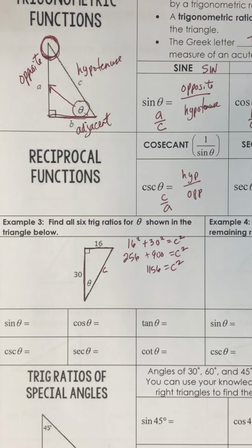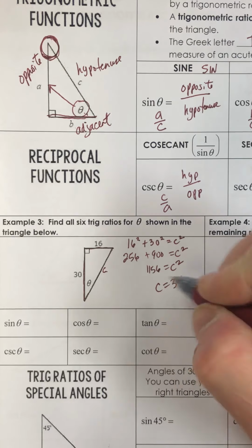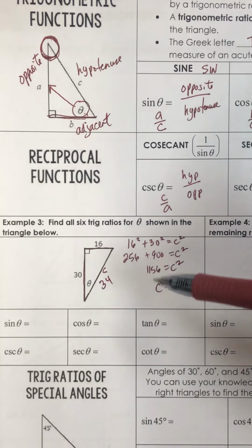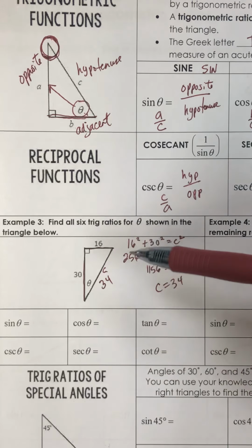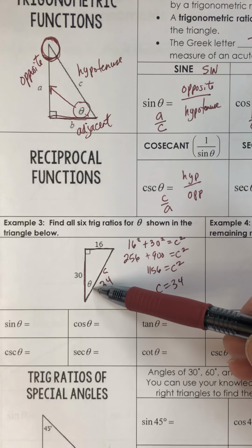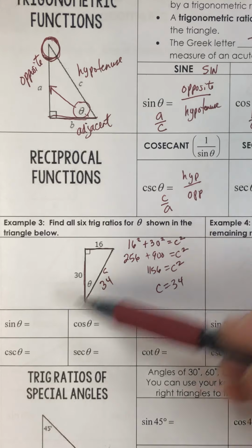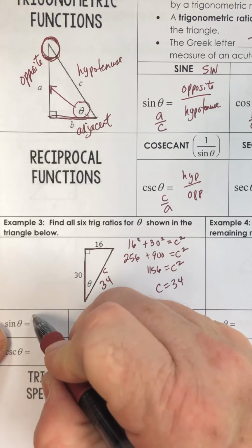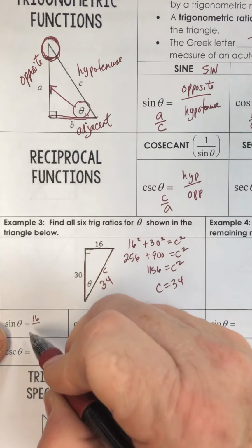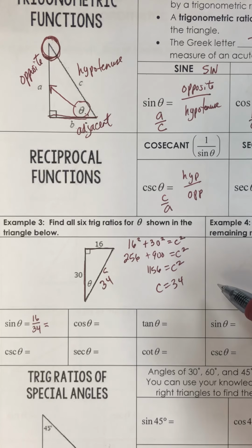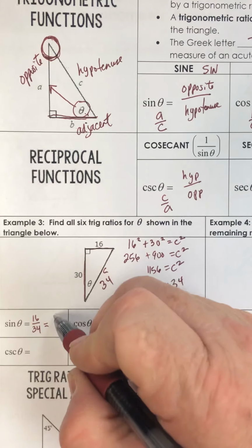Square root of 1156 gives me 34, so this side is 34. Now I can write down any ratio. Note where the angle is that we're starting from, right here. From this angle, the sine function is the side opposite, which is 16, over the hypotenuse, which is 34. Reduce the fraction. So that's 8 over 17.